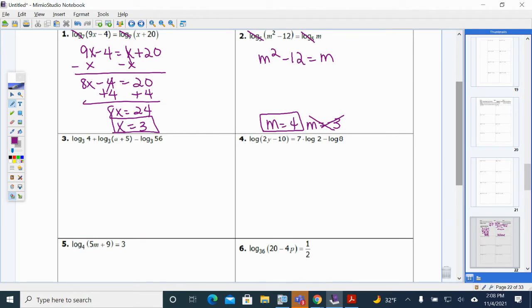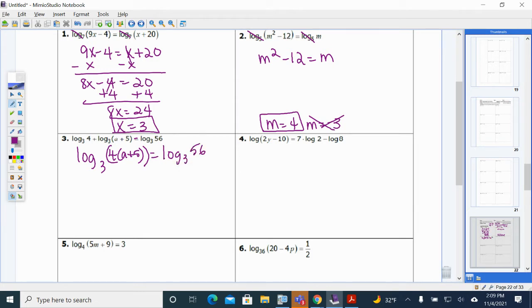Moving on to number 3, it says log base 3 of 4 plus log base 3 of a plus 5 is equal to log base 3 of 56. So again, we have logs on both sides. So the goal here is going to be to drop the logs. But before we can drop the log, we have to consolidate the left side. So we have to condense it into 1. Because there's a plus in the middle, log base 3 of 4 plus log base 3 of a plus 5 is going to read log base 3 of 4 times a plus 5 equals log base 3 of 56.